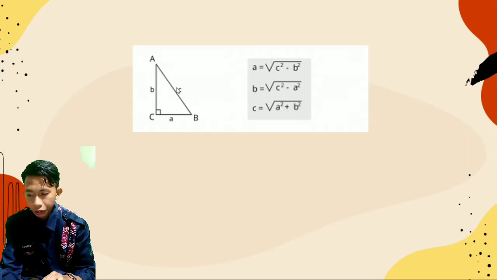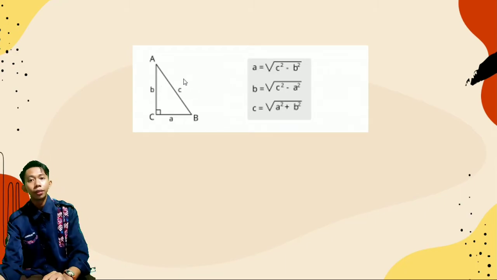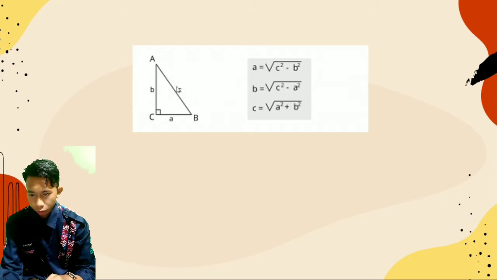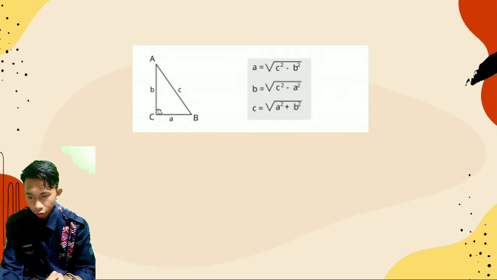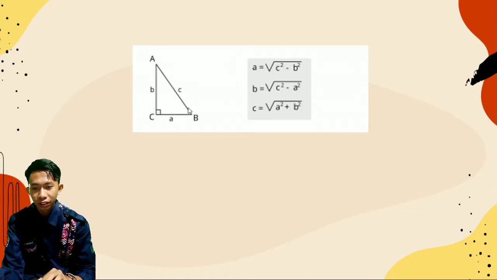You need to know which angle is the right angle because it helps you to identify an important side of the triangle called the hypotenuse. What is the hypotenuse? The hypotenuse is the longest side of a right triangle, and it's always the side that's opposite the right angle. So this is the right angle. The side opposite the right angle is this side. So side C is the hypotenuse.